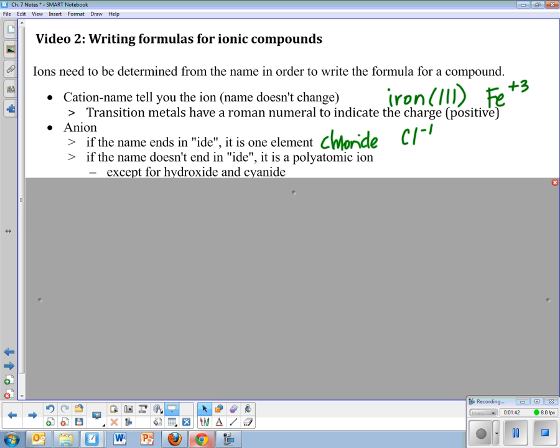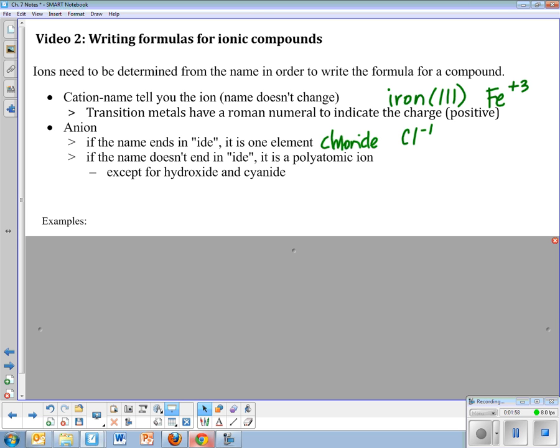There are two exceptions. Two polyatomic ions actually end in "ide": hydroxide and cyanide. You just need to know those names. You need to know the polyatomic ions. So just be careful with the "ide." It's always going to be an element unless it's hydroxide or cyanide.